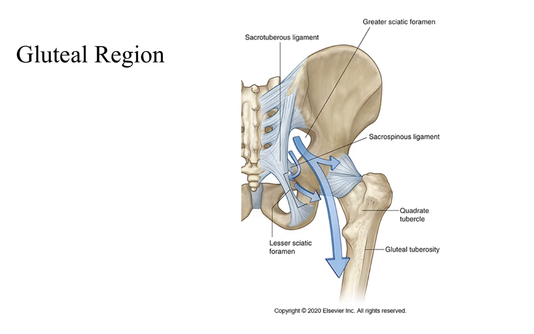So location-wise, the gluteal region is the posterior and lateral part of the pelvis, the bony pelvis, and the femur. And so what we see here is the sacrum, the ilium, and ischium right here, which would make up the bony parts of the pelvis, and then of course the head of the femur wrapped in its ligament for the hip joint, and then the rest of the femur right here.